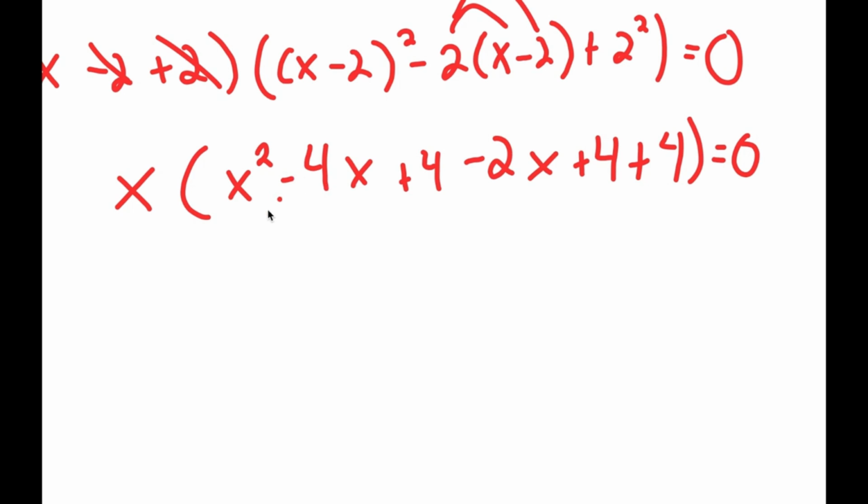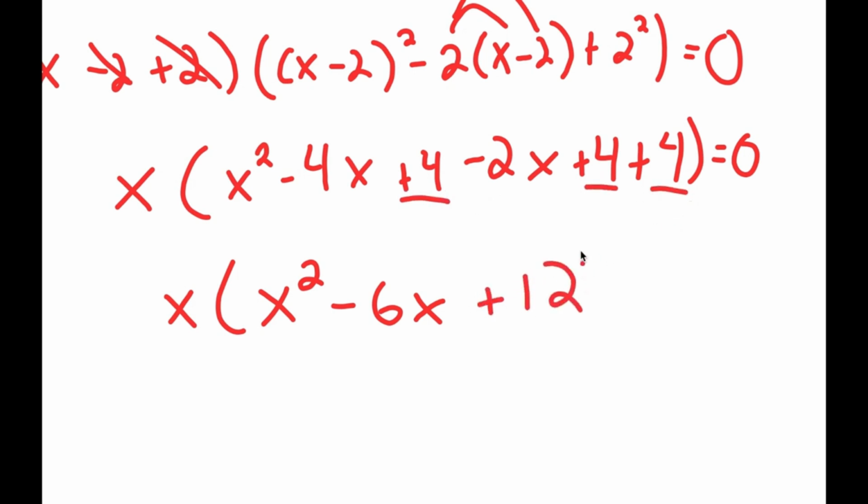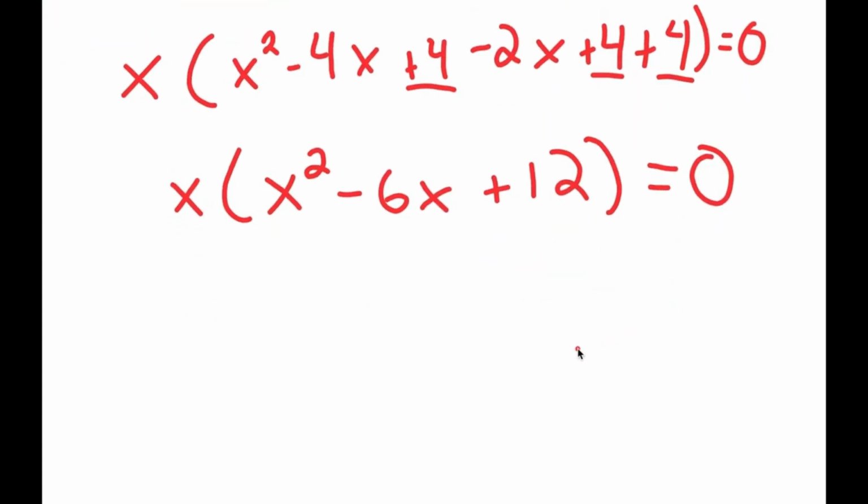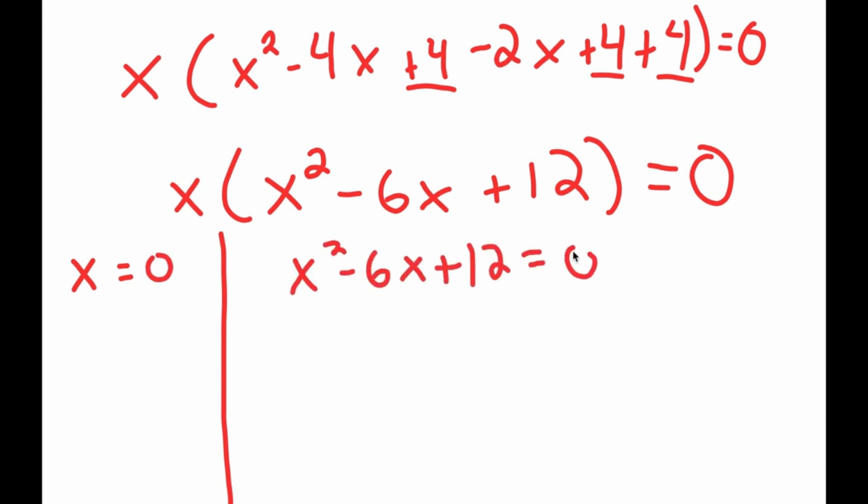Now from here, we can simplify what's in the parentheses. So I get x times (x squared minus 4x plus 4 minus 2x plus 4 plus 4). So this simplifies to x squared. Negative 4x minus 2x is negative 6x. And now I'm left with plus 4 plus 4 plus 4, which is plus 12. This is equal to 0. Now from here, this gives me two equations. I get x is equal to 0, and I get x squared minus 6x plus 12 is equal to 0. So x equals 0, this is already a solution.